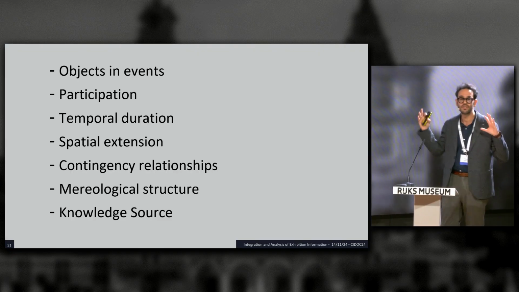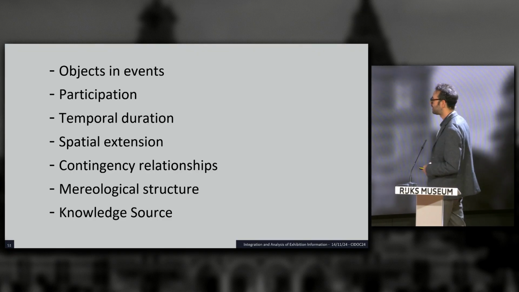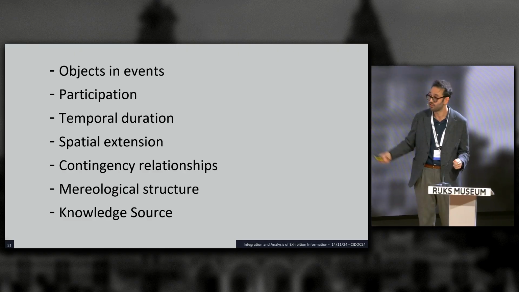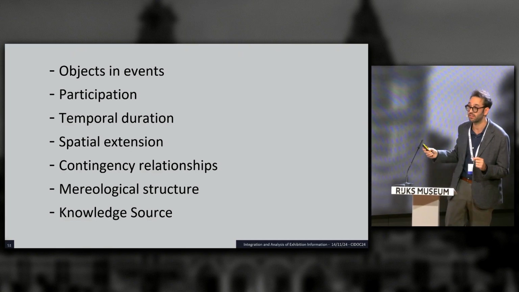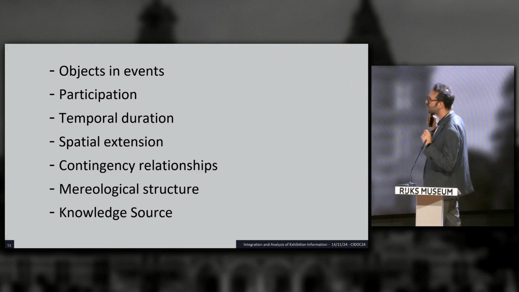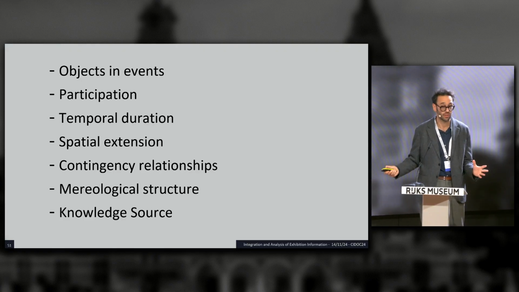So if we take a look at these two kinds of data, and we want to carry out some proper scaled analysis of exhibition information, we will probably need to deal with these seven patterns, that are somehow present in the majority of the data that I have put my hands on.